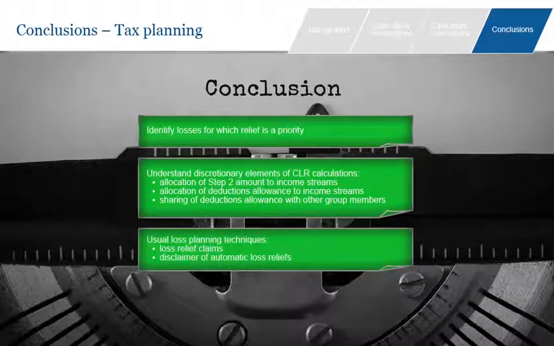Thirdly, we need to remember all of the usual loss planning techniques, in particular the need to claim or the ability to disclaim loss reliefs as appropriate. The available combinations of claims and disclaimers may, depending on the circumstances, allow companies further scope to alter the manner in which the CILR will apply to its own unique set of facts.